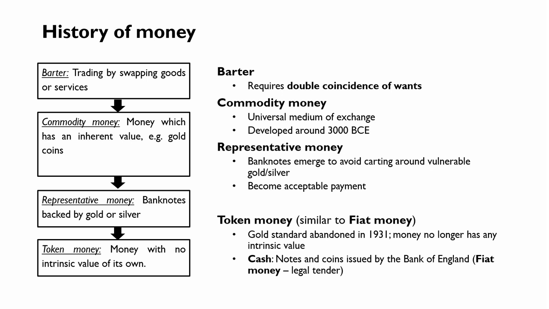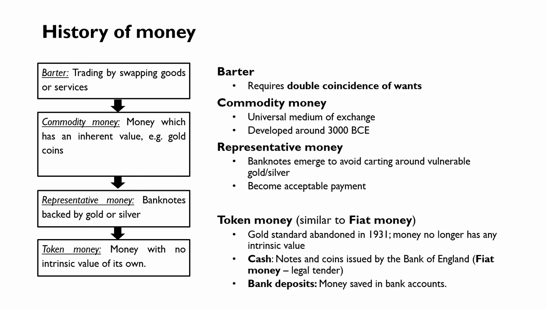Cash no longer has an intrinsic value. I can't exchange it for anything, for gold, but it has value because it's backed by the Bank of England and because everybody perceives it to have value. And that's modern money, token money, money which doesn't have intrinsic value but which is accepted universally.